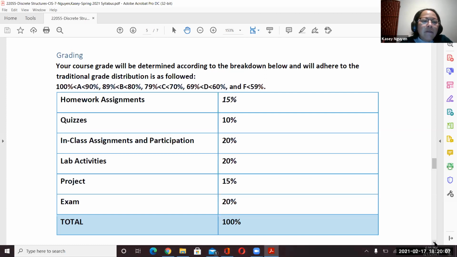So for the categories, homework assignments, usually review questions, are 15%. Quizzes are 10% of your grade. In-class assignments and participation, including some attendance, will be 20%. And if you miss attendance, you will have extra credit opportunities to make up some points. Lab activities will be 20%, project is 15%, and exam is 20%. Okay, so altogether we have 100% for our grade.